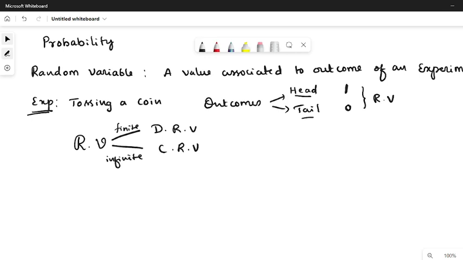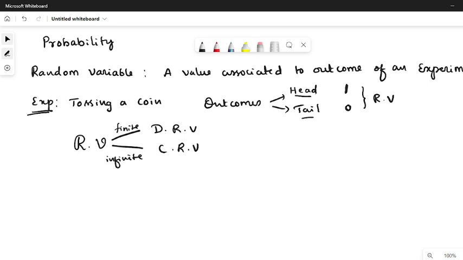Let us start with the definition of random variable. That is the base point of the discussion of the probability. What is a random variable? A random variable is a value or a real number that is associated to the outcome of an experiment. In general, if we conduct an experiment, then there are various outputs or outcomes. To make our observation easy, let us assign some real numbers to outputs. Then the collection of such real numbers is called random variable.